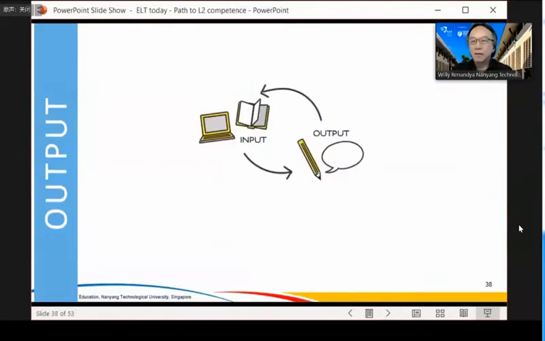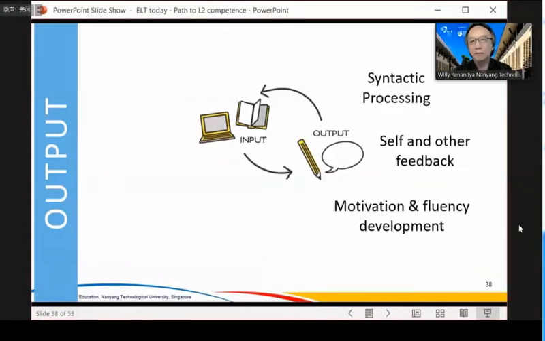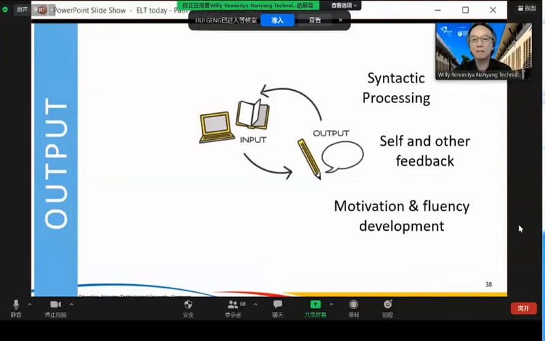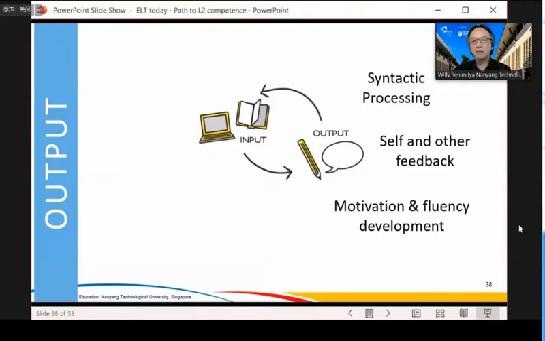Again, this was a very interesting and contentious issue in the past. Which one is more important, input, output? I think both are important. We know that output is important because we want our students to engage in syntactic processing, turning ideas into grammatically acceptable forms, and also articulating these language forms in speech or in writing. Output is important also for students to receive feedback, self-feedback, and also feedback from other people, so that they can revise, they can rethink, they can further develop their interlanguage.